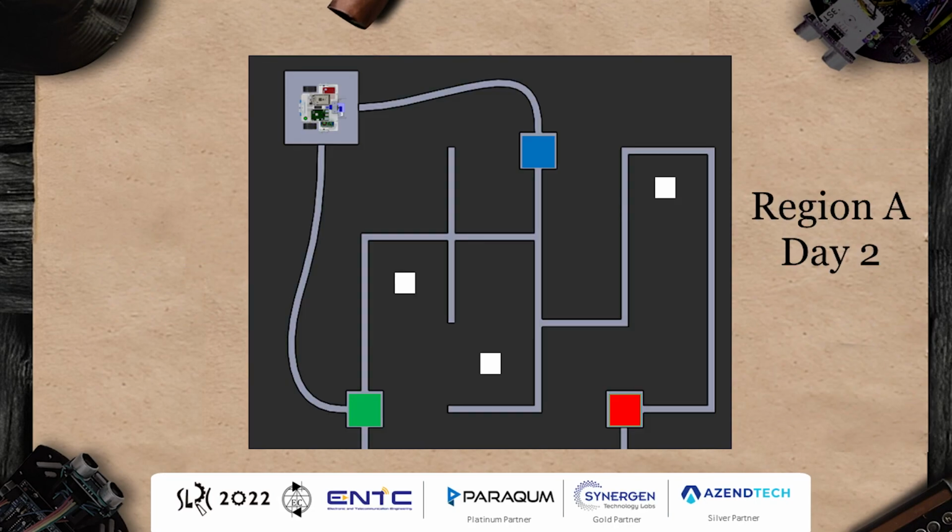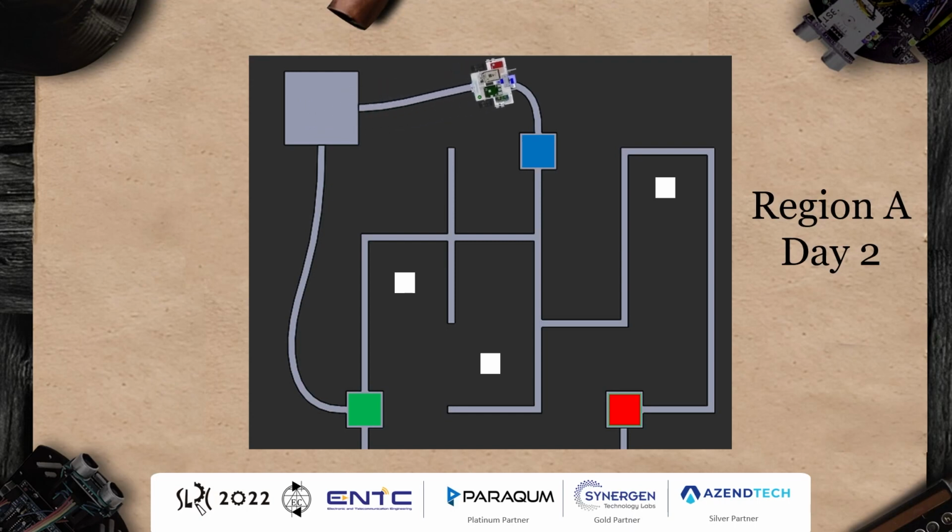The region A in day 2 is slightly different than the task that we did in region B in day 1. As in day 1, the robot should start from the starting square and make its way up to the blue square at the beginning. Then the robot navigates the line maze. The maze on day 2 will be different from the one on day 1.